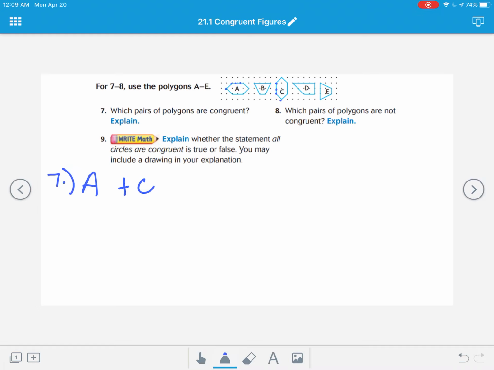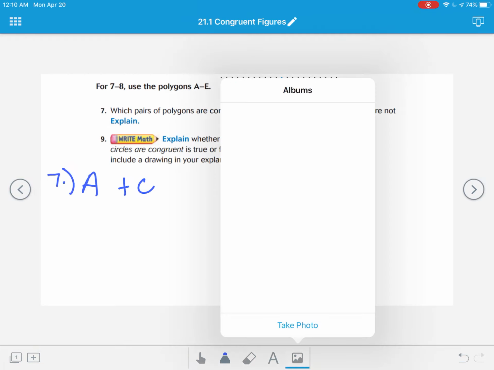And it appears that possibly B and E. Let's take a look at their dots. So I see on the longest side, it's for B, 1, 2, 3, 4 dots across. And on E, the longest side is also 1, 2, 3, 4. Opposite side is just 2 dots on B, same with E. These shapes are congruent. So A and C are congruent, and B and E.